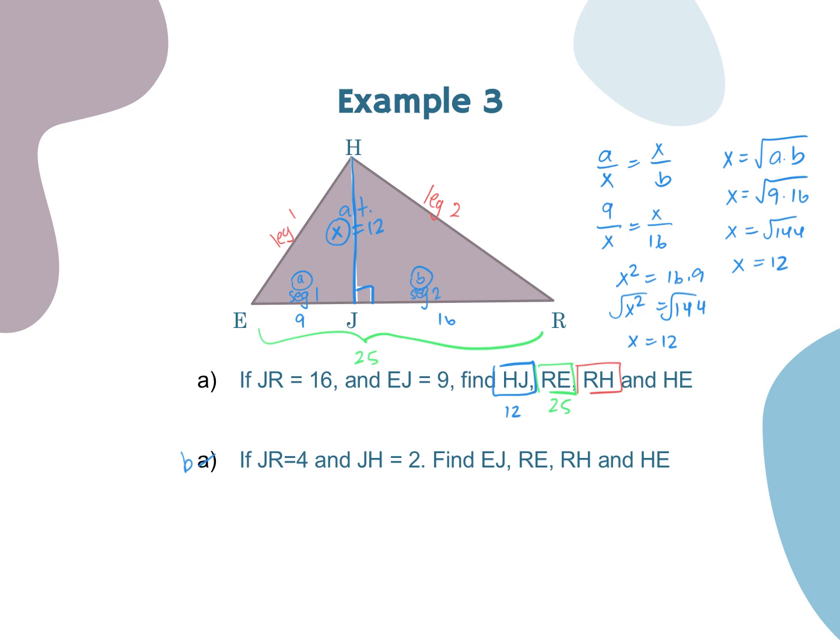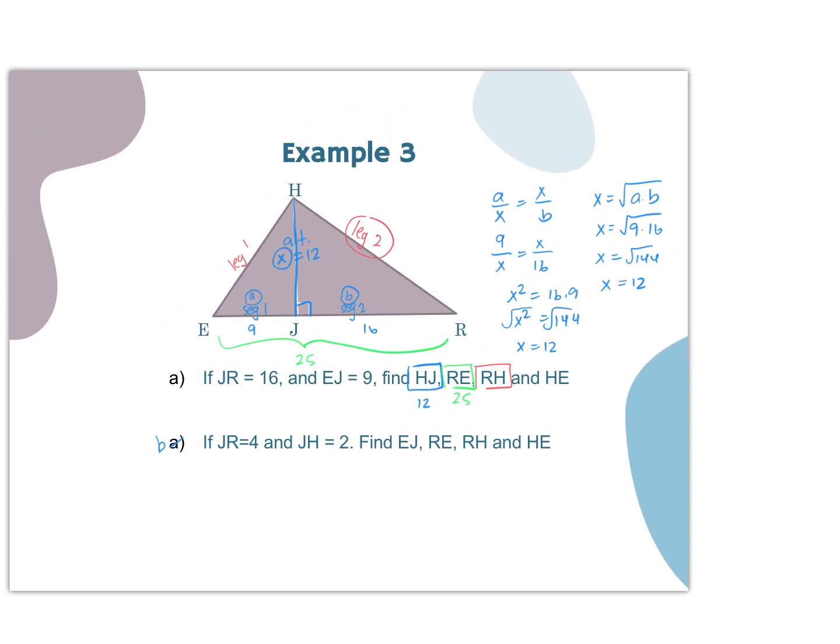So if I'm looking for leg 2, I know that I'm going to use the geometric mean formula. I'm going to do hypotenuse over leg 2 equals leg 2 over segment 2. And so when I come over to here, my hypotenuse is 25. Leg 2, I don't know what it is. It's RH, and leg 2 again is RH again. And then segment 2 is 16.